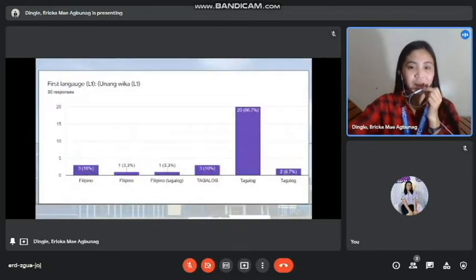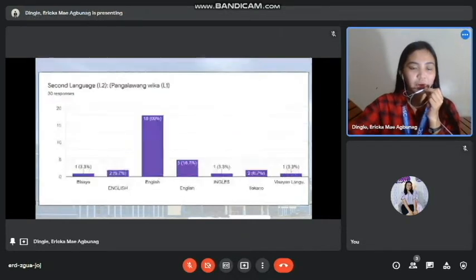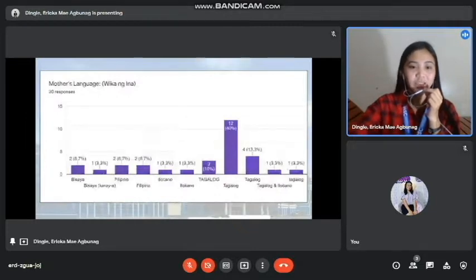For the first language or L1, Tagalog is the first language of all of the respondents. For the second language or L2, 27 respondents said English is their second language, 2 said Bisaya, and 1 said Ilocano. The majority of respondents speak Tagalog as their mother tongue, which is 24 respondents, while 3 speak Bisaya, 2 speak Ilocano, and 1 speaks both Tagalog and Ilocano.